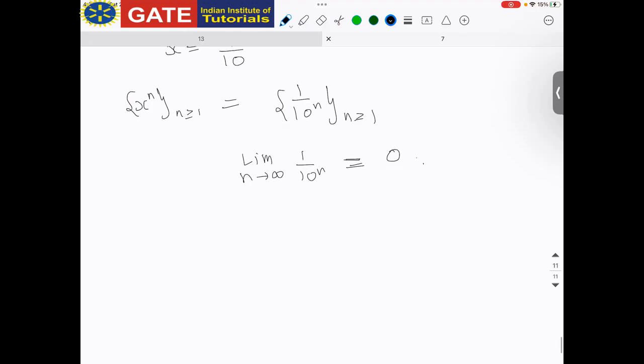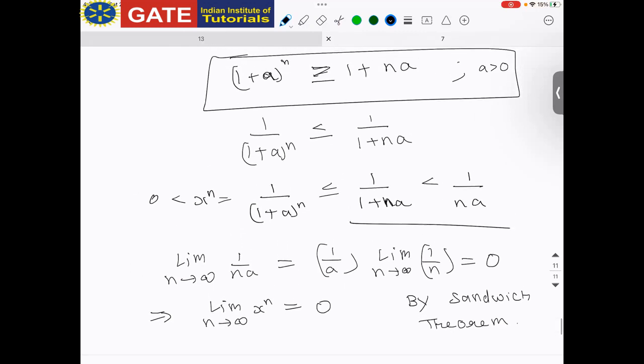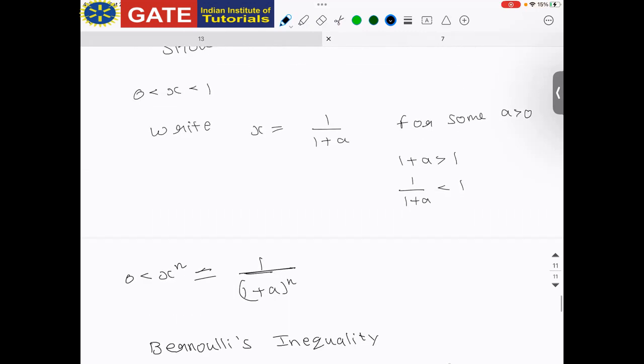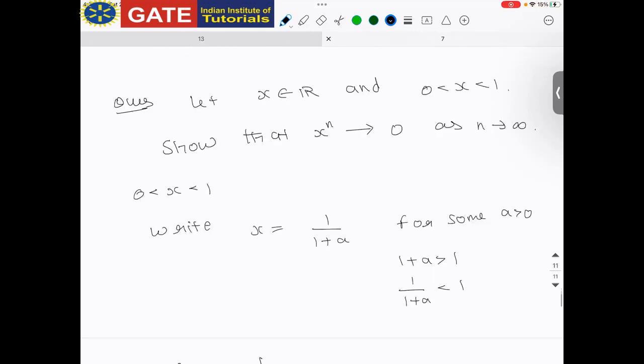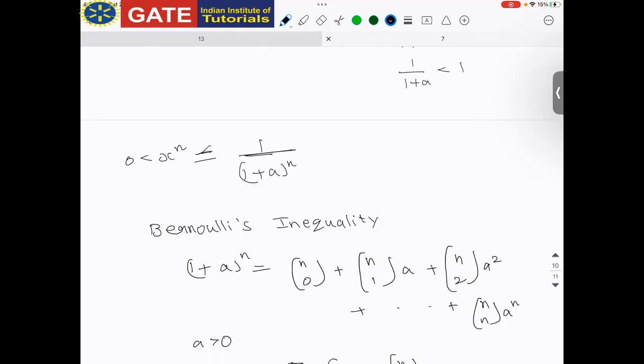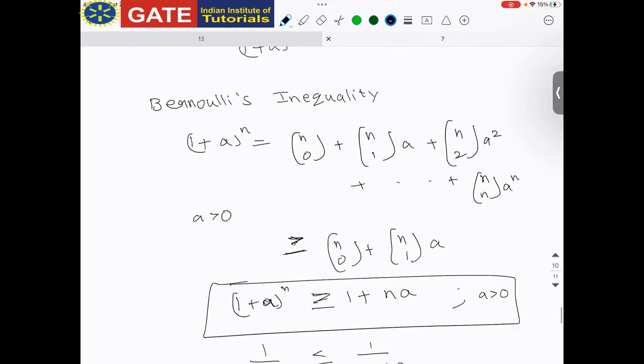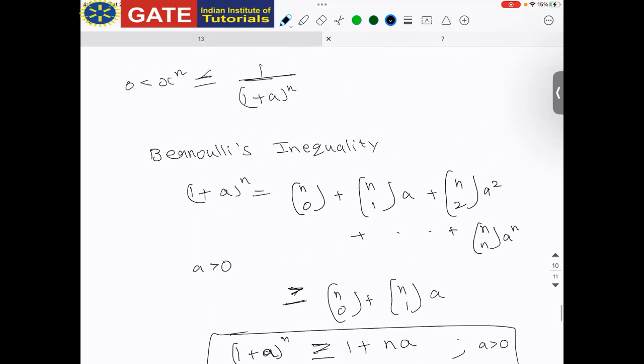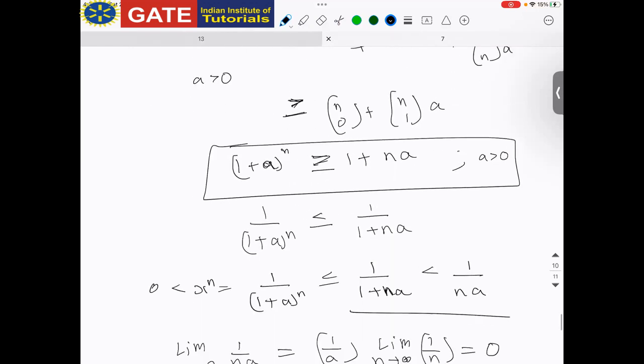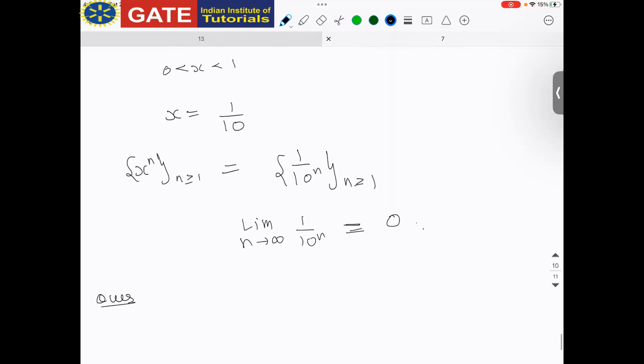Next one. These are standard examples. You should remember them, and you should remember their proofs also. These are not just mere proofs, but techniques involved here. You should remember that we are using Bernoulli inequality here, and how we are using it. You should remember the techniques.